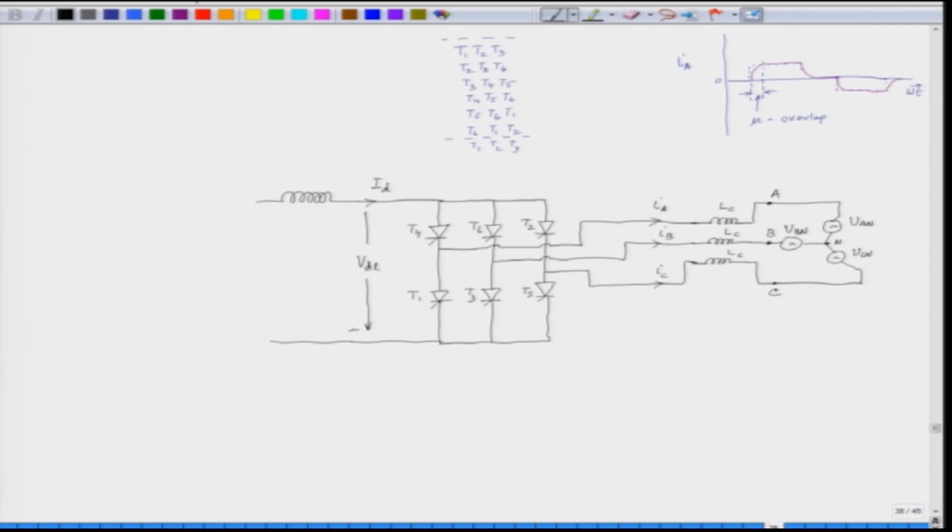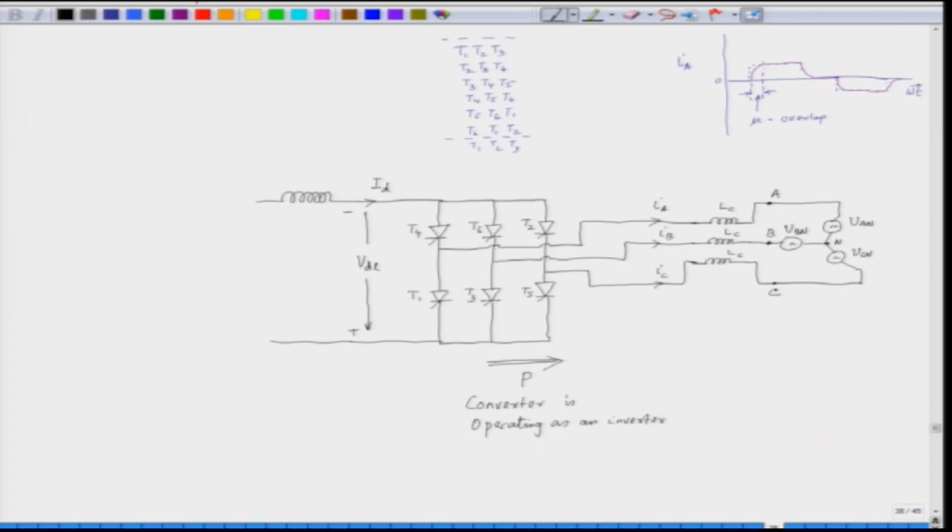So, this voltage is plus minus. This converter is actually operating in the inverting mode. It means the energy is being supplied from the DC to the motor. So, this is the flow of the power P. So, this converter is operating as an inverter.